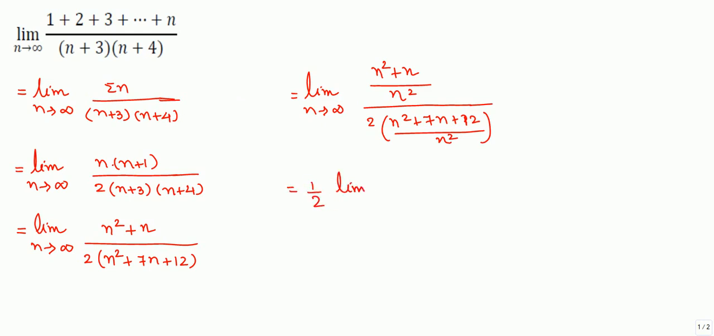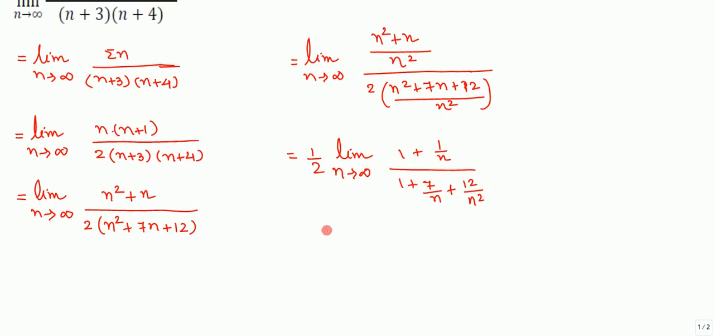So what remains? Limit n tends to infinity, n square upon n square is 1 plus n upon n square, 1 upon n, whole divided by n square upon n square 1 plus 7n upon n square 7 upon n plus 12 upon n square as it is. Okay. Now limit n tends to infinity and we know very well 1 upon n equals 0. So 1 by 2 into 1 plus 0 upon 1 plus 0, and 12 upon n square also 0.